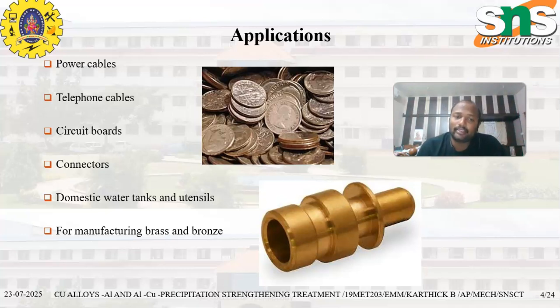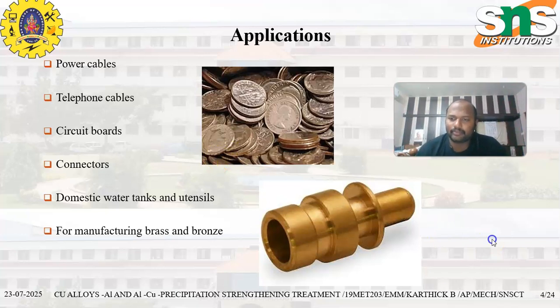Because of these three major properties, high thermal conductivity, high electrical conductivity, and good corrosion resistance, it is used to make electrical applications, thermal applications, domestic water tanks and utensils, and most importantly it is used to manufacture the alloys of copper, which are nothing but brass and bronze.